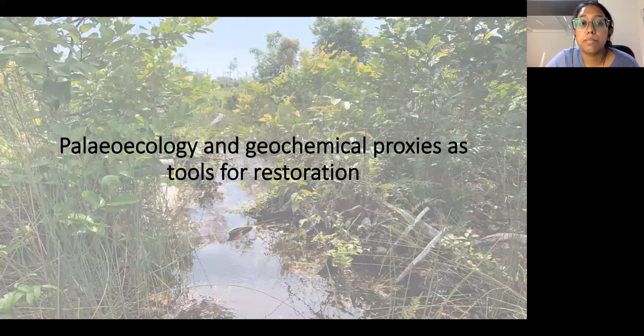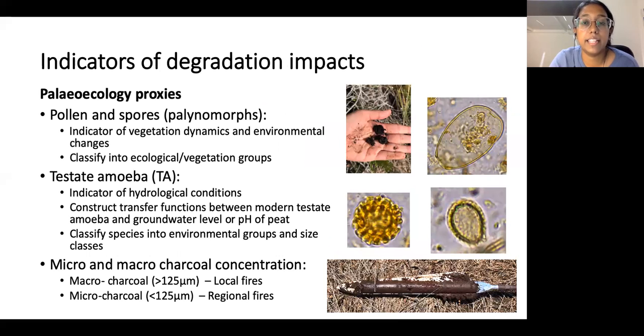So this is where the project comes in, which is trying to use paleoecology and geochemical proxies as tools for restoration. The main benefit of these proxies is that they provide indicators of degradation impacts. As I was reviewing a lot of different studies across tropical and subtropical peatlands that use proxies, these proxies were used to reconstruct hydroclimate or environmental conditions, but a lot of them are not being used for degradation, which they actually can be. So I'm just going to pinpoint certain of them.